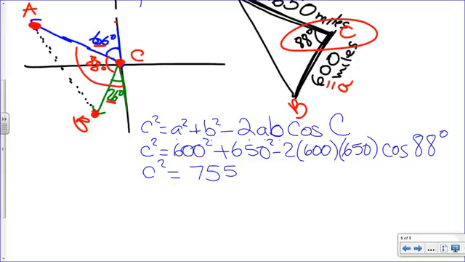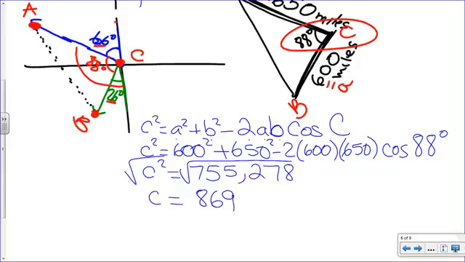755,278. And so now we want to solve for c, now for c squared. So of course we need to take the square root. And if we do that, we get approximately 869. The problem doesn't specify how much they want us to round. But since they were giving us miles per hour, I will just round to the nearest integer. Okay, so let's go to the next slide.